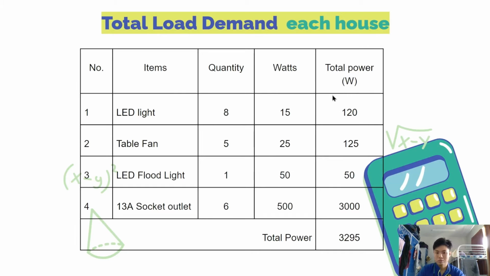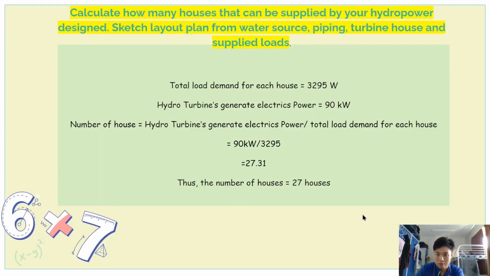So I'm going to present the total load demand of each house. Basically, how we calculate the total power: we just multiply the quantity of each item with its output, and we can get the total power of this item. Then we just add up the total power of each item, and we can get the total power for each house.